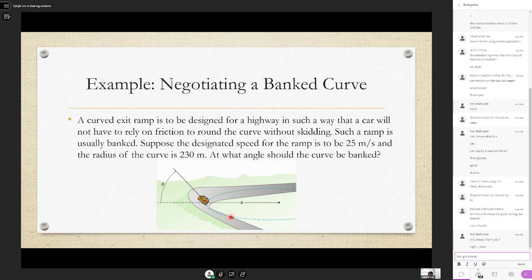Of course, it must be angled in this manner. If you angle in the other way, you will kill the driver. You must be angled in this manner to help us not to skid outside. But very minimal, very, very minimal. Usually just a few degrees at most. So such a ramp is usually banked. Suppose the designated speed for the ramp is to be 25 meters per second and the radius of the curve is 230 meters. At what angle should the curve be banked?